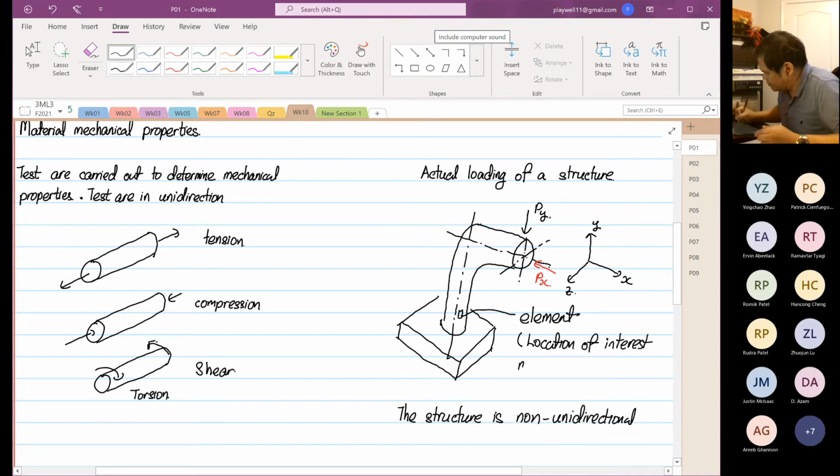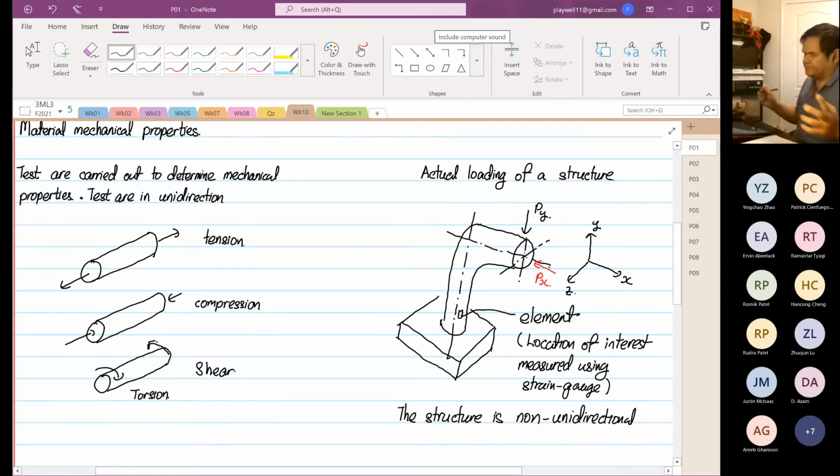Okay, measured using strain gauge. Okay, that is what we call an element. Okay, so likewise for tension and compression, what is common is an element.